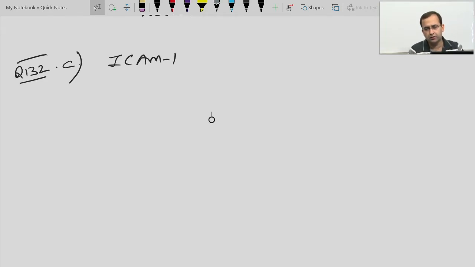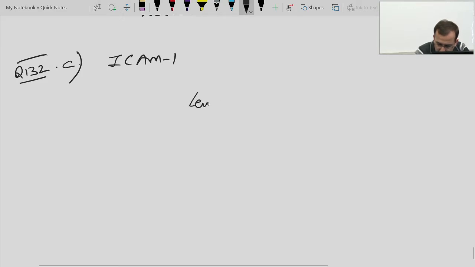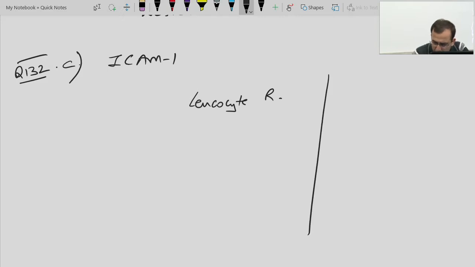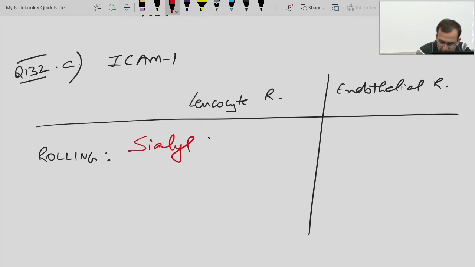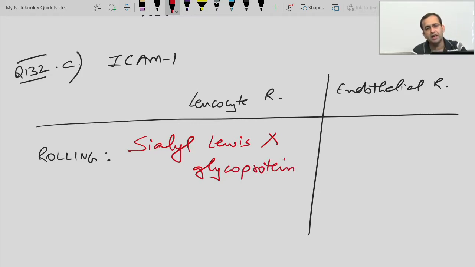So how does it occur? Rolling means that the leukocytes are rolling on endothelial cells. So a leukocyte receptor will attach with an endothelial receptor. Let us make a table for the same: leukocyte receptor and endothelial receptor. Starting with rolling, the leukocyte receptor is sialyl Lewis-X glycoprotein, which binds to selectins present on endothelial cells.